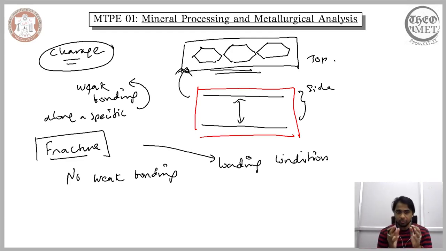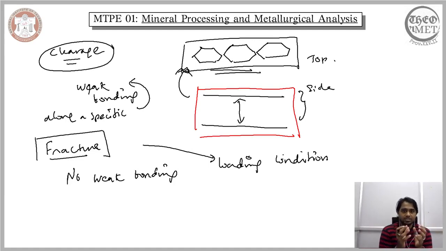Even though you might observe that even in fracture there is a failure along a particular plane, it is not because there is a weak bonding in that plane. It is because the fracture or the crack is easily propagating along that plane because of the loading condition. So the material, when you try to break it off, fails either by cleavage or fracture. Of course, there can be other modes as well, but predominantly it fails either by cleavage or fracture.